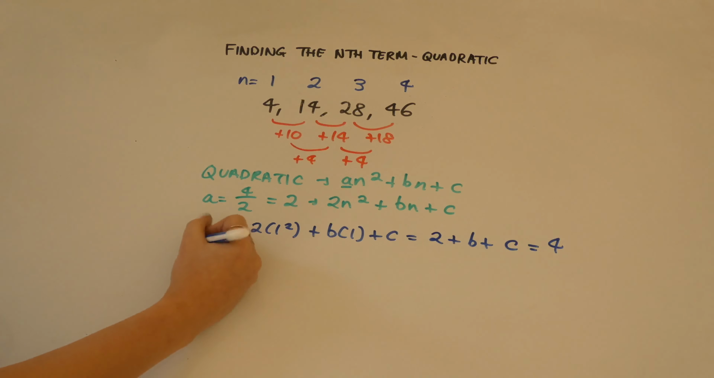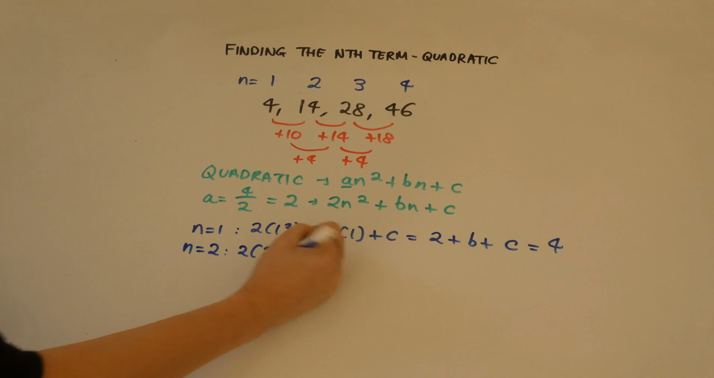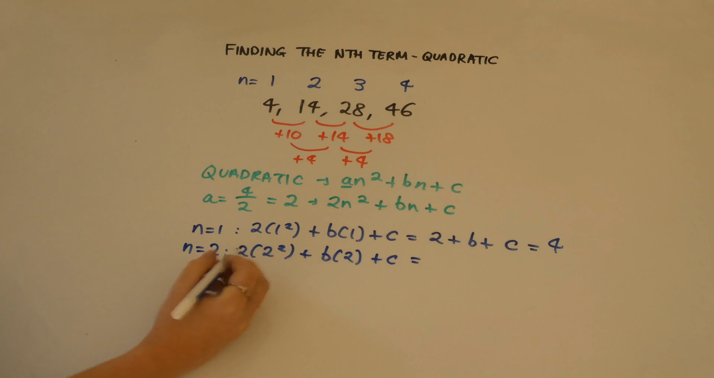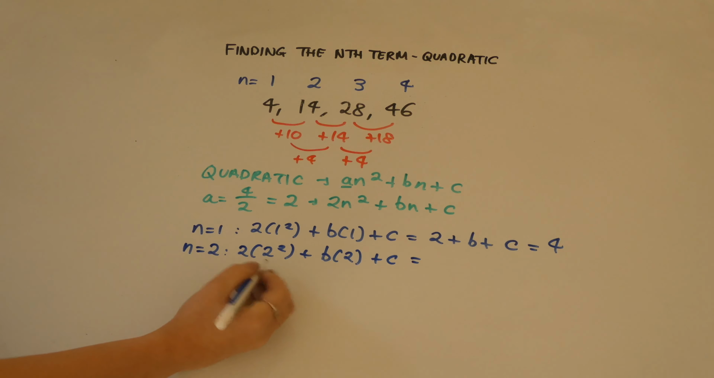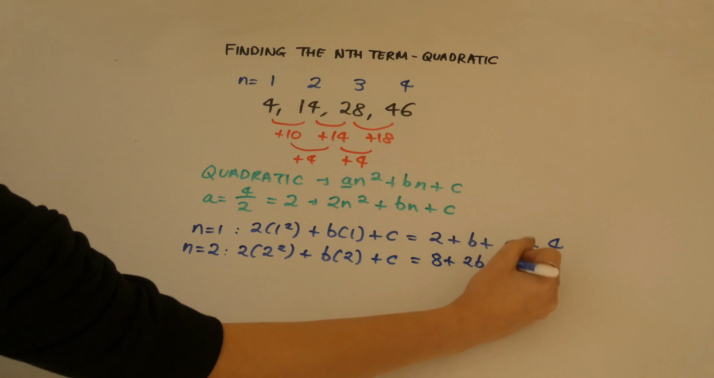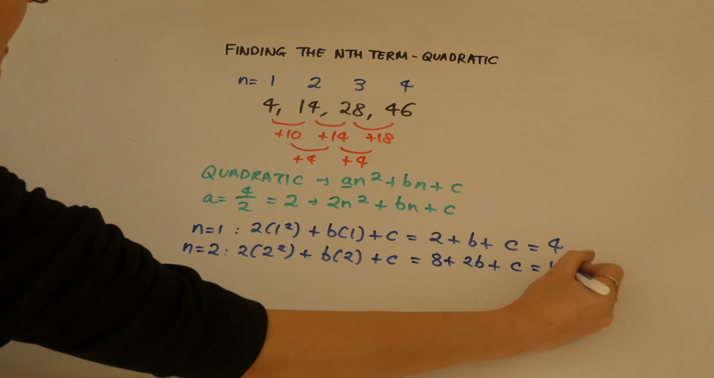We now need to repeat this process for when n equals 2. So we're going to get 2 times 2 squared, add b times 2, add c. Now 2 times 2 squared is 2 times 4, which is 8. 2 times b is just 2b, plus c equals now our second term, which is 14.